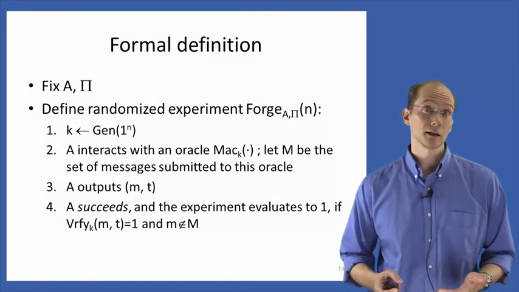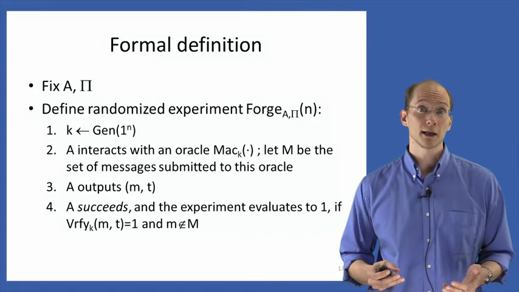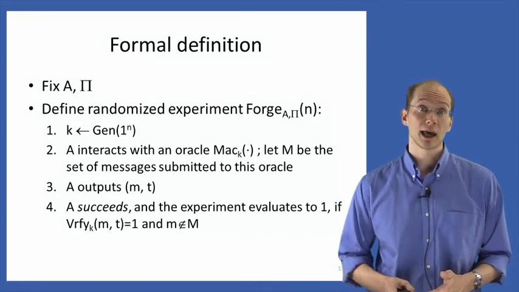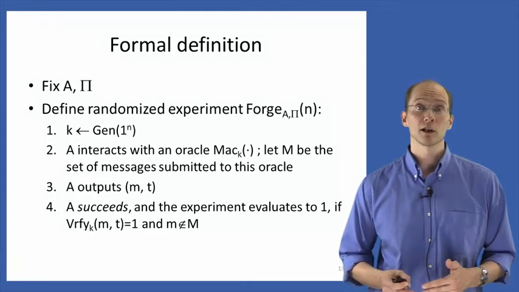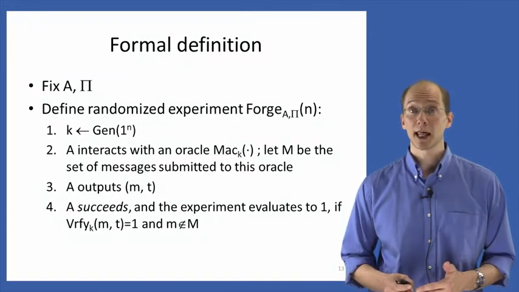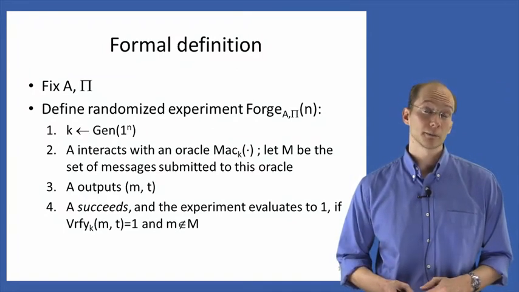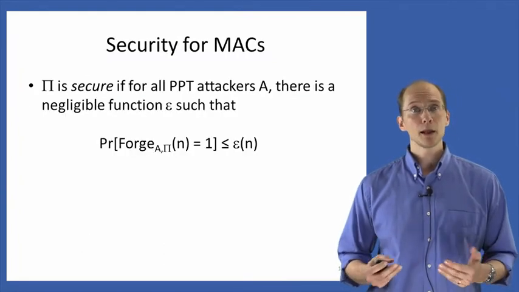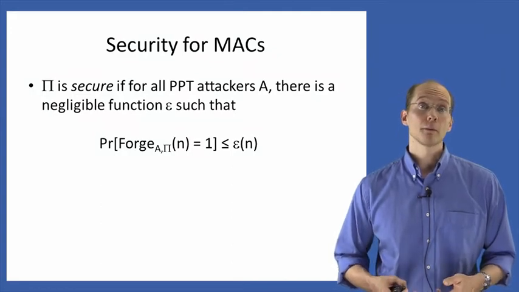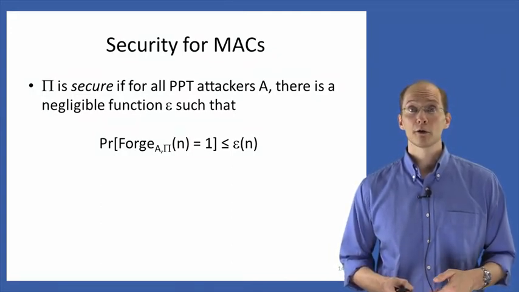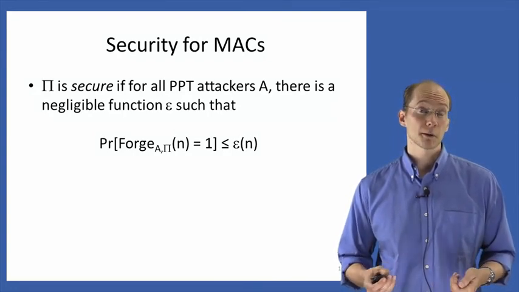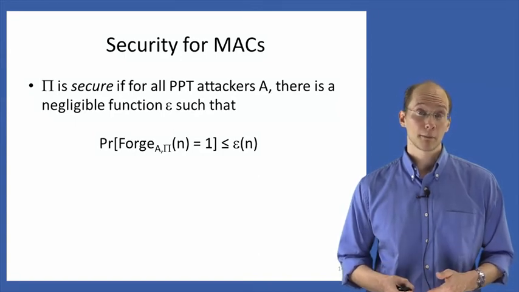Of course, if we drop that condition, then it would be trivial for the attacker to always succeed by simply requesting a single tag on a single message and then outputting that message along with the tag that it received. So to prevent those kind of trivial attacks, we have to enforce that the message M output by the attacker is not in the set M of things whose tags it's already obtained from the oracle. And then in the usual way, we can say that a MAC pi is secure if for all probabilistic polynomial time attackers A, there is some negligible function epsilon, such that the probability that the forge experiment outputs 1 is at most epsilon of n.